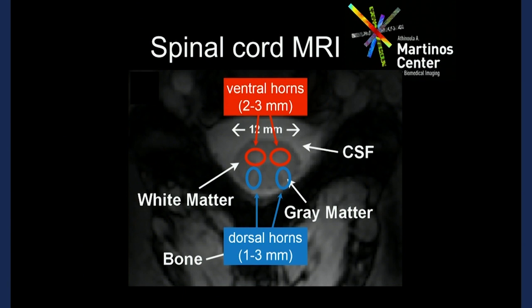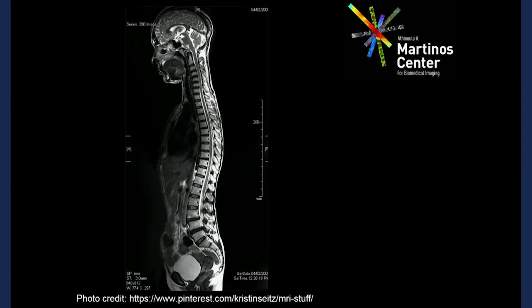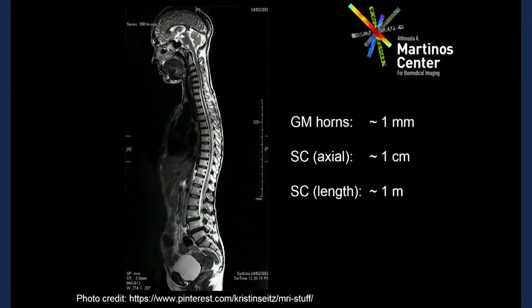Additionally, it's really, really long. We're taking a look at the gray matter horns, about 1 millimeter. The cross-sectional area diameter is about 1 centimeter, and then it's about 1 meter long. So it's actually very hard to look at the whole cord. We typically have to take a look at little sections and use it as a proxy for what goes on. Additionally, from the MR physics point of view, movement and MRI don't get along.